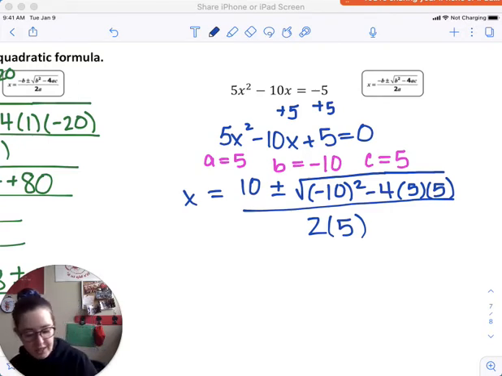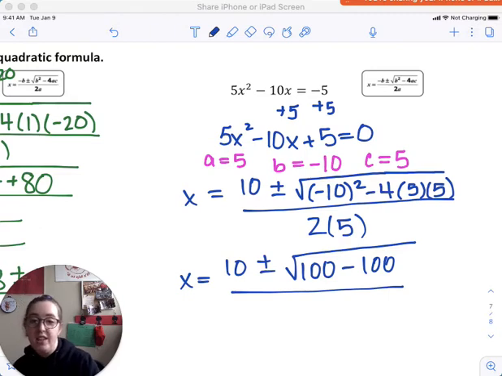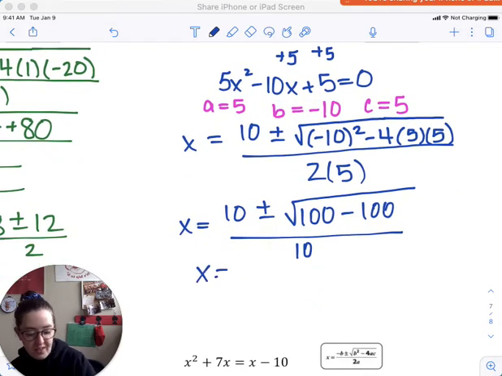So now we'll start simplifying. X equals 10 plus or minus the square root of negative 10 squared is 100 minus 4 times 5 is also 100, over, and then 2 times 5 is 10. So now when we start simplifying, 100 minus 100, well, that's 0. So I have 10 plus or minus the square root of 0 over 10.